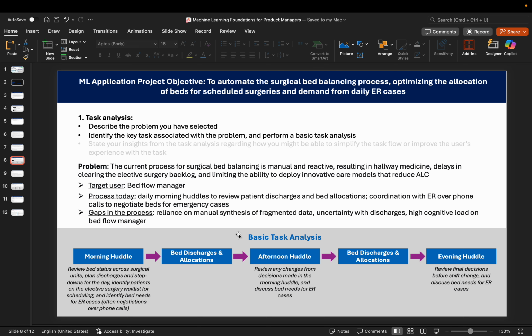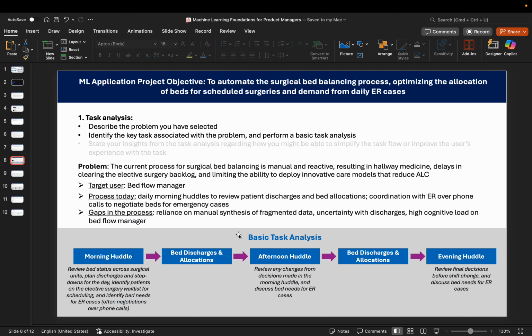The ML project that I've chosen to describe here is the same one from course 2, which is really to automate the surgical bed balancing process, optimizing the allocation of beds for scheduled surgeries and demand from daily emergency room or ER cases. The problem is that the current process for surgical bed balancing is manual and reactive, resulting in hallway medicine, delays in clearing elective surgery backlog, and limiting the ability to deploy innovative care models that reduce ALC. The target user is the bedflow manager.